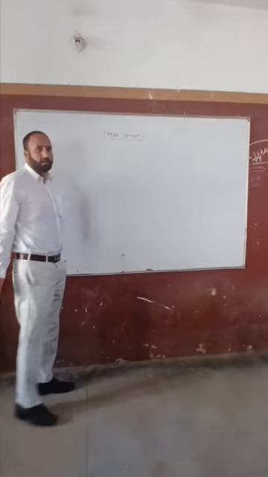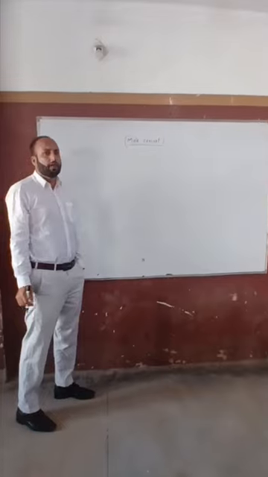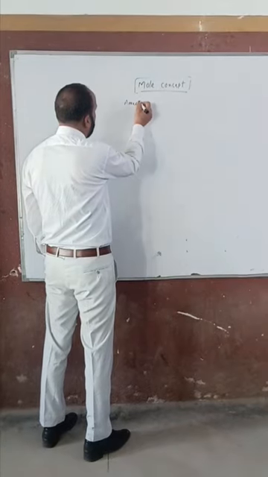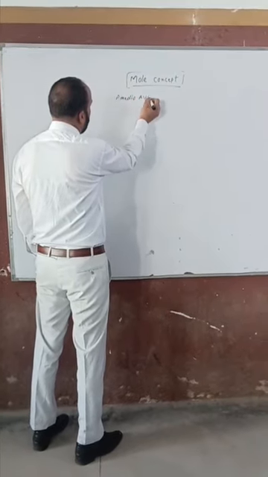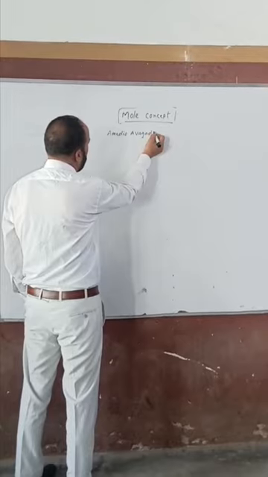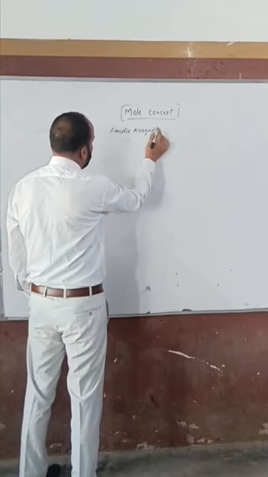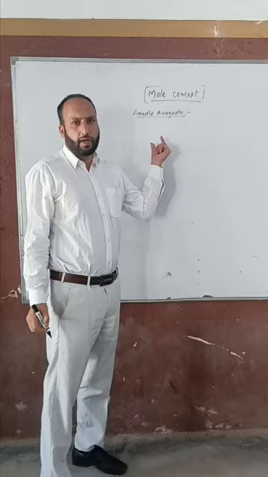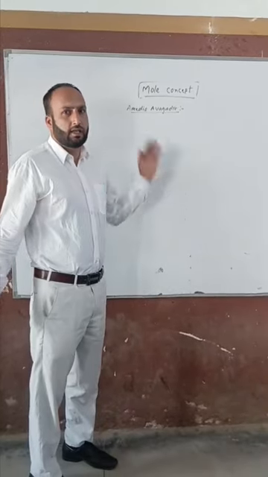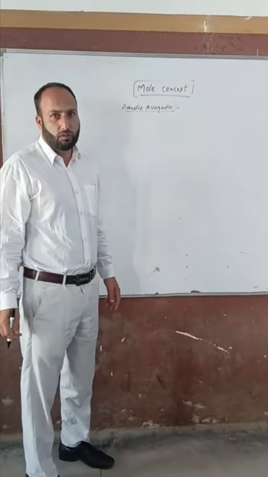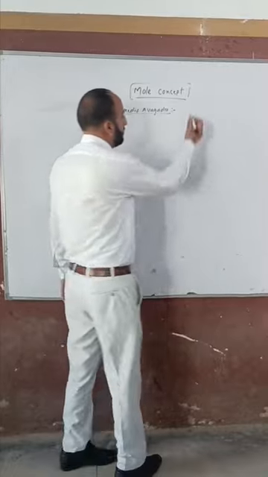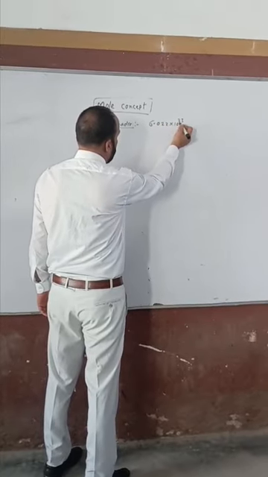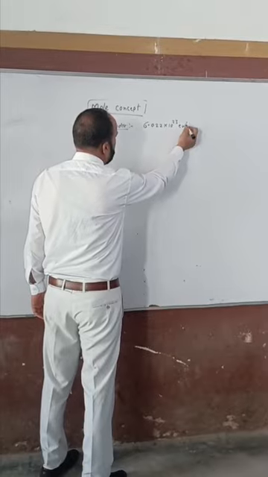The mole concept was given by Emilio Avogadro. He gave the number called Avogadro's number. Avogadro's number is equal to 6.022 into 10 power 23 entities.